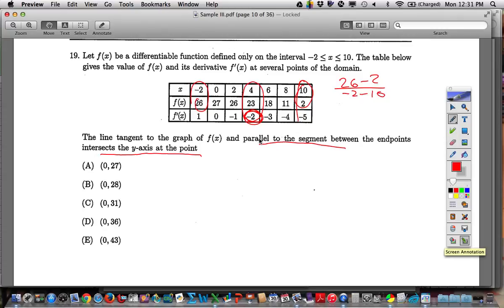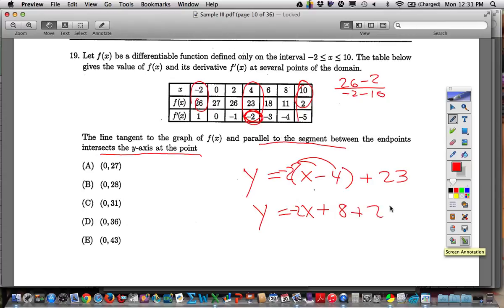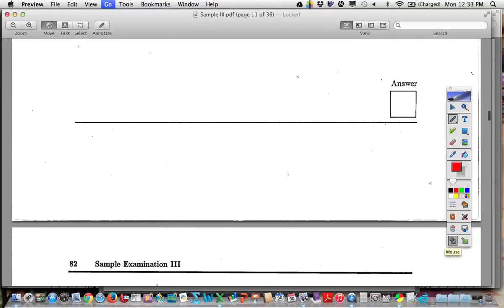What's it want to know? Oh, where it crosses the y-axis. So in other words, write the equation of the tangent line. So we get y equals x minus 4 plus 23. And so then it would just have a slope out in front. There we go. So it'd be negative 2x plus 8 plus 23, which would be negative 2x plus 31. So there's our y-intercept, which is what they want. Right there. Okay? 42. 42 is a good one.